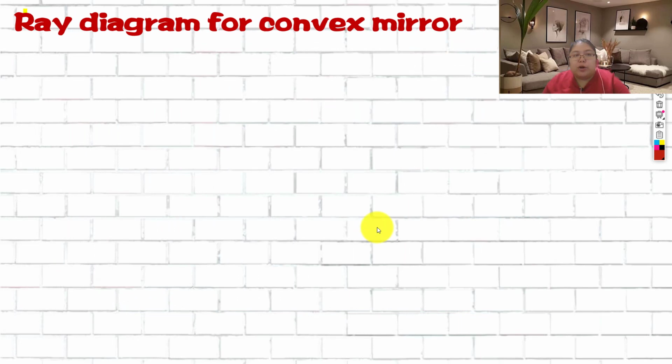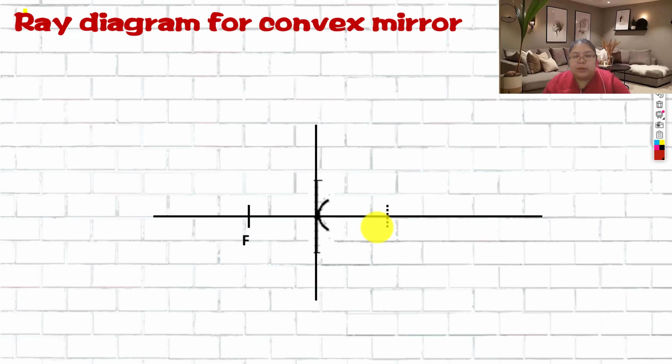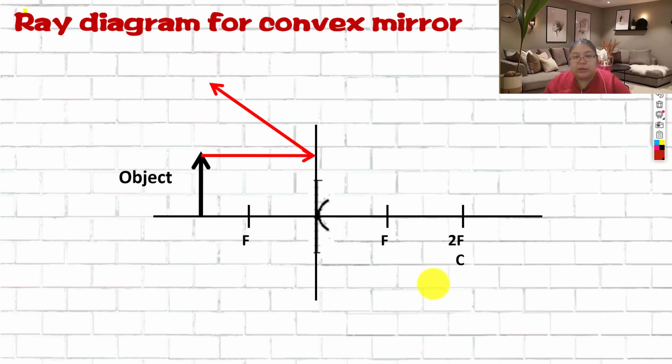After the concave mirror, we see the convex mirror, how to draw. First we set up, then we got F, we got C. Normally for the convex mirror, the focus is behind the mirror. So we draw the first ray from this object. It goes toward the F first using a dotted line. Then after that, it will divert and go outside. So this is a convex mirror.